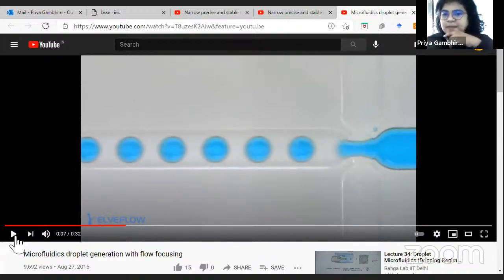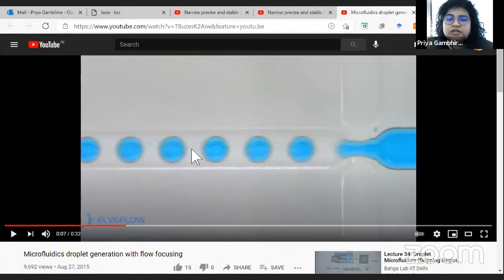So these are just examples of microfluidic devices where you'll appreciate that there's such high control on the flows. You're able to manipulate the thickness of streams and the flow of the central channel, and you're also able to generate very monodispersed droplets. That is, the droplets are all of very same size.